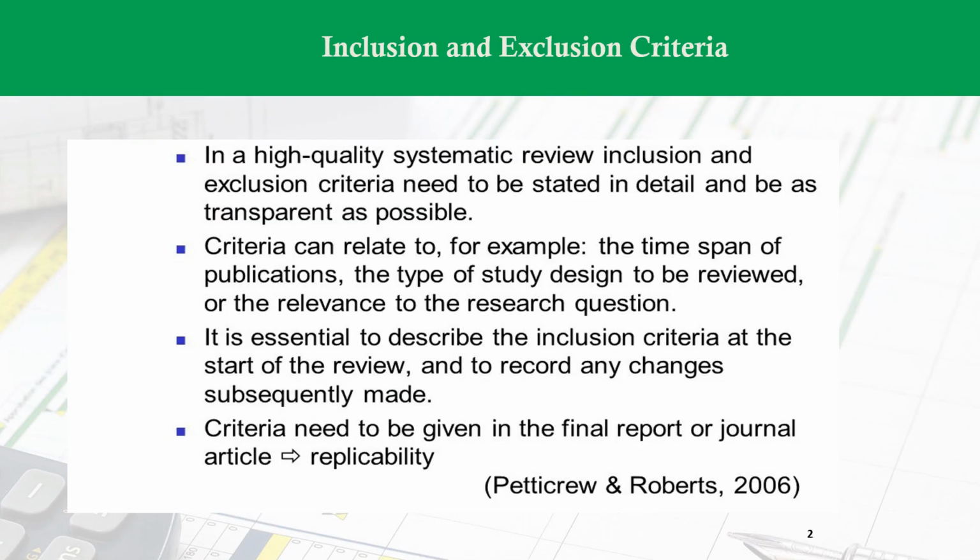In a high-quality systematic review, inclusion and exclusion criteria need to be stated in detail and be as transparent as possible. Criteria can relate to, for example, the time span of publications, the type of study design to be reviewed, or the relevance to the research question. It is essential to describe the inclusion criteria at the start of the review, and to record any changes subsequently made. Criteria need to be given in the final report or journal article.